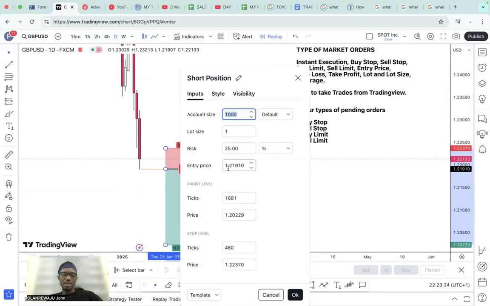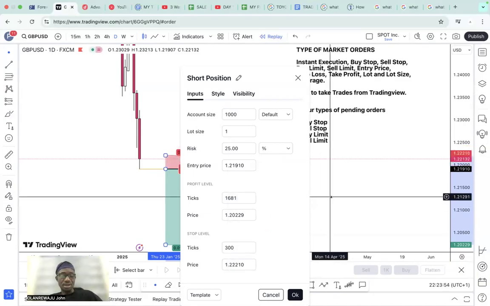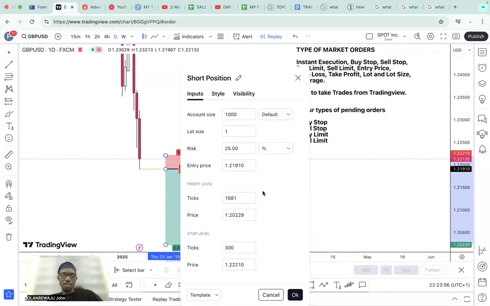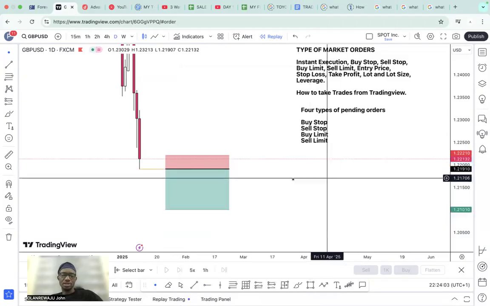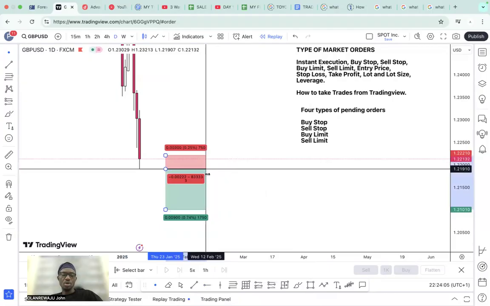For now, the current entry price is 1.2191, which is not bad. Stop loss level is 460 points, which also means 46 pips. So let's say that maybe the stop loss I want to use is 30 pips. This is just random testing. And then my take profits, maybe 1:3, that's 900. Great. So this is a sell stop order.